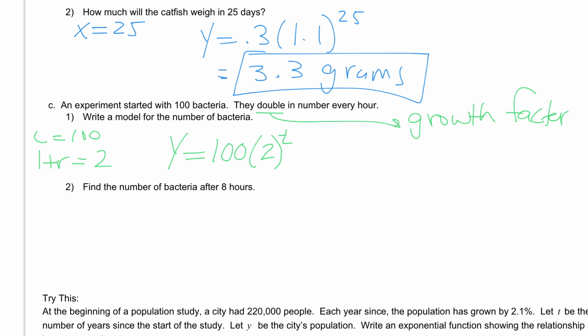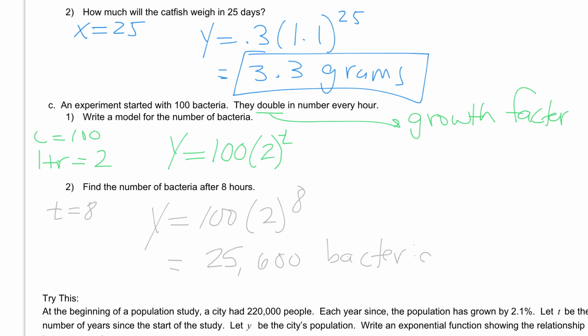Anytime you have a model, you have a variable here, and you should have a variable on the right. Number 2 says find the number of bacteria after 8 hours. So now what we're going to do is plug in 8 for t. So we know t is equal to 8, and we have y equals 100 times 2 to the 8th. Plug that in on your own first, and then double check that what I have is the same. And if you plug that in correctly, you should get 25,600 bacteria. If you have questions on plugging it in or where the numbers are coming from, please let me know.